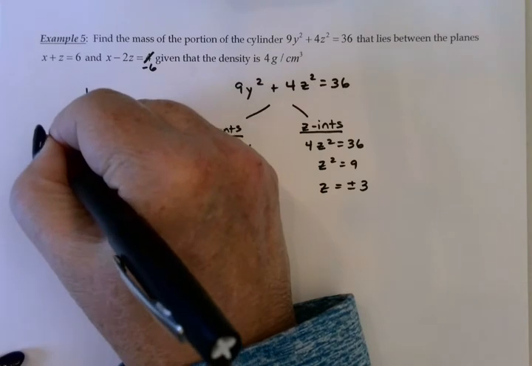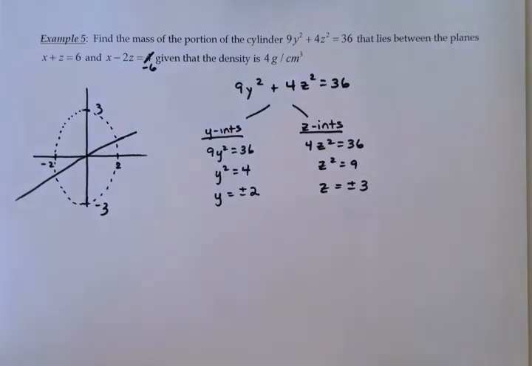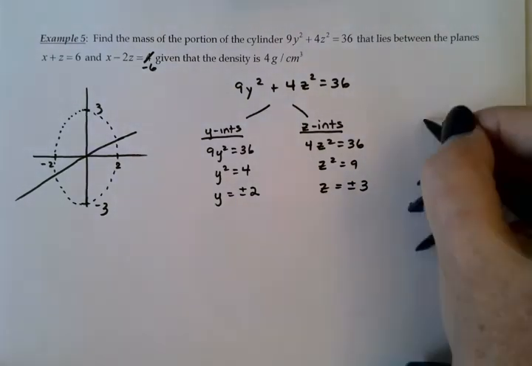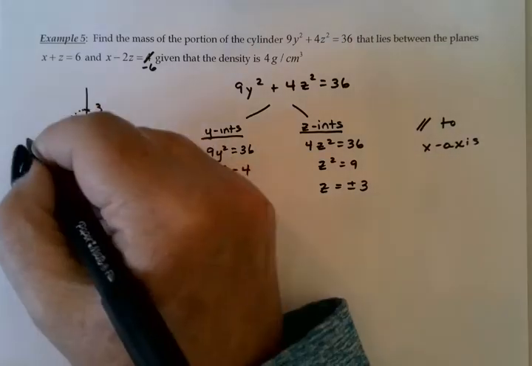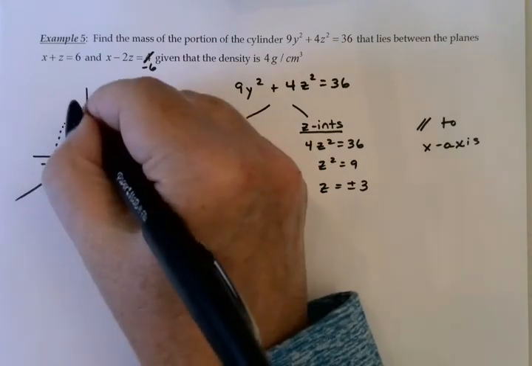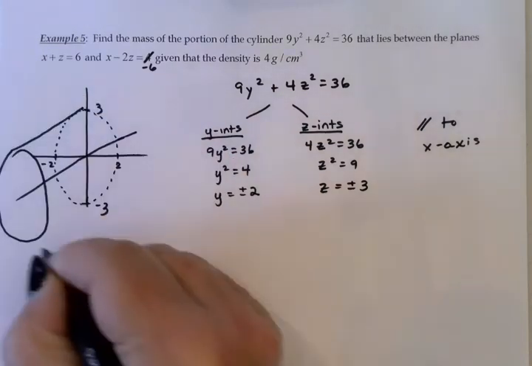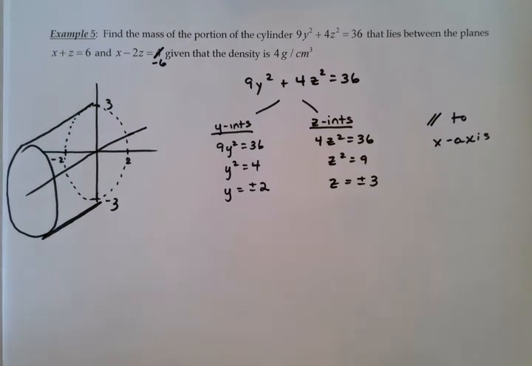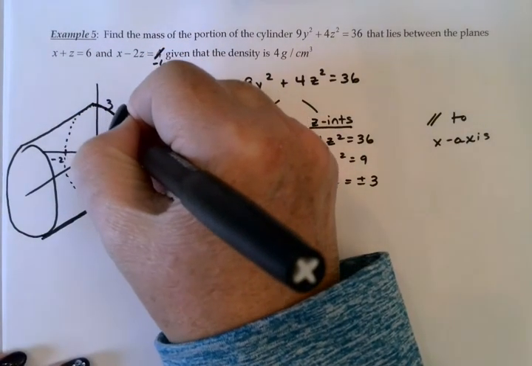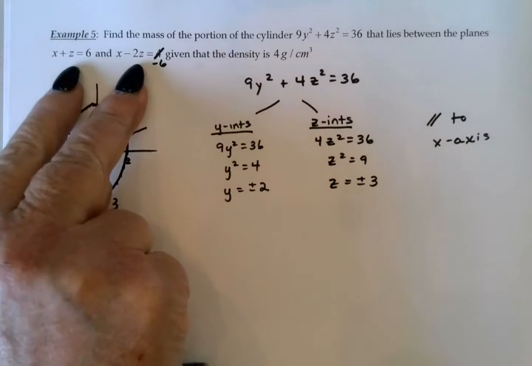I'm going to actually draw this in dotted because this is going to be the back end of my cylinder. And then this is parallel to the x-axis, since x is not mentioned at all in the equation. So you could imagine pulling this out parallel to the x-axis until you get to the front of the cylinder. There.